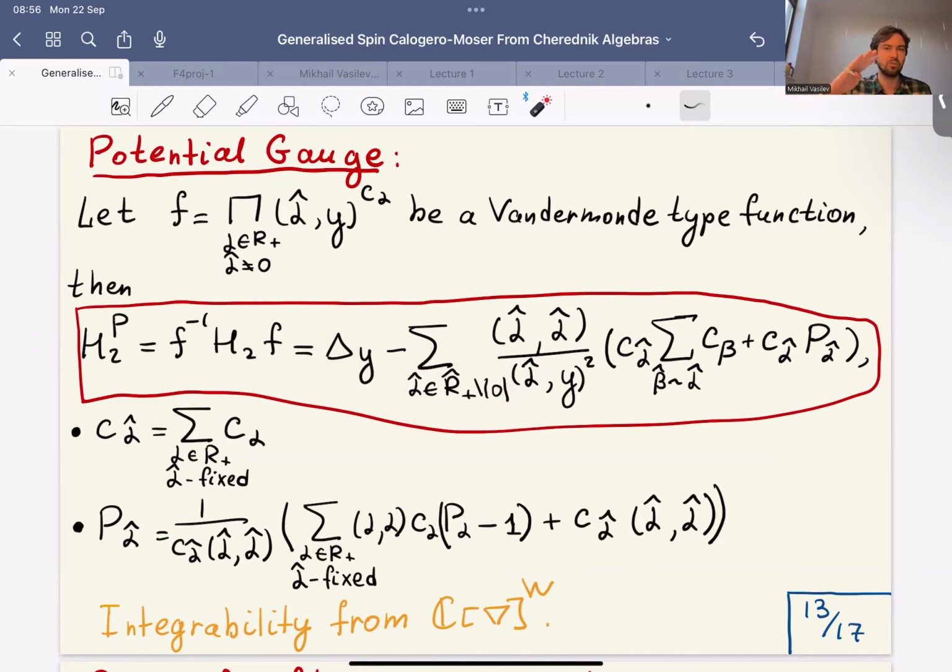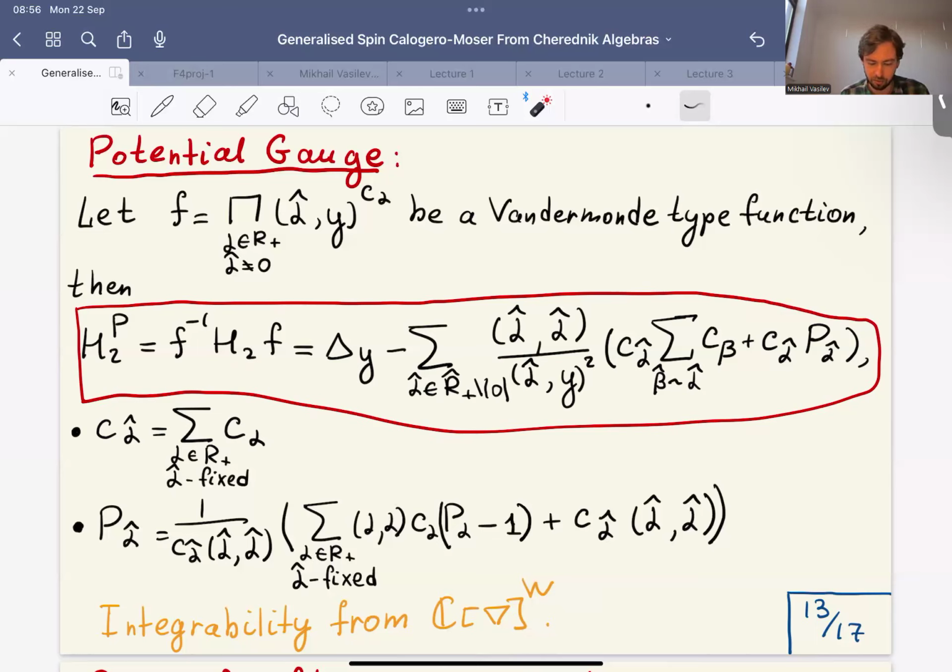This collection of vectors is almost always no longer a root system. Here is something like C alpha hat squared, where C alpha hat is the sum over C alphas over all alphas which project to a given alpha hat. Well, this is almost C alpha hat squared. And this is the spin part, where P alpha hat is defined by an awful formula. Integrability comes from the fact that we have additional invariants, additional W-invariant polynomials of Dunkl operators.